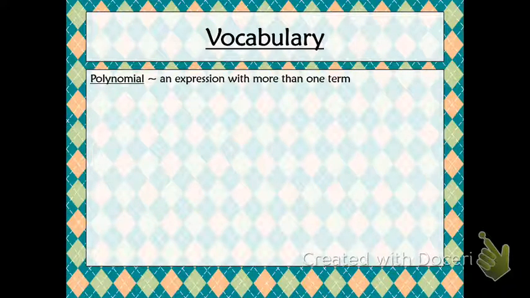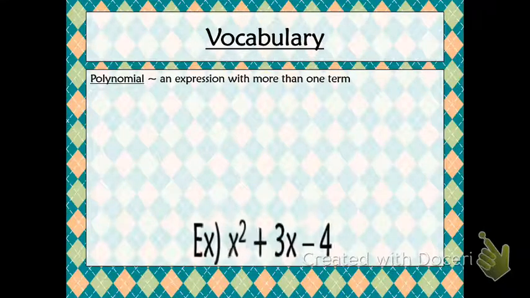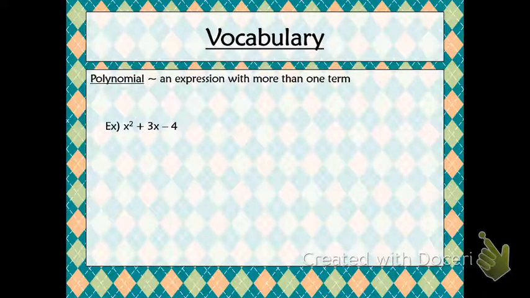You might remember earlier in the year we defined the word monomial. It was a term that consisted of numbers, variables, and the product of numbers and variables. And the exponents on the variables had to be whole numbers. So x squared plus 3x minus 4 is an example of a polynomial.